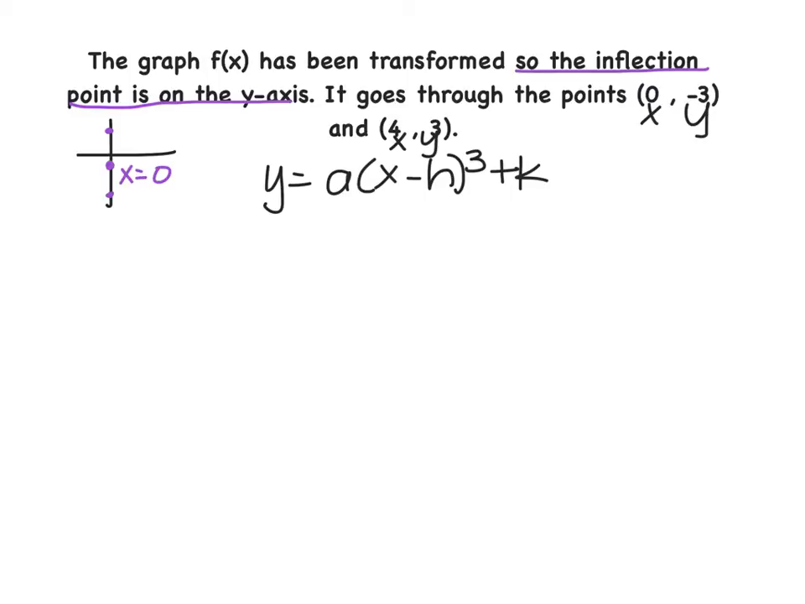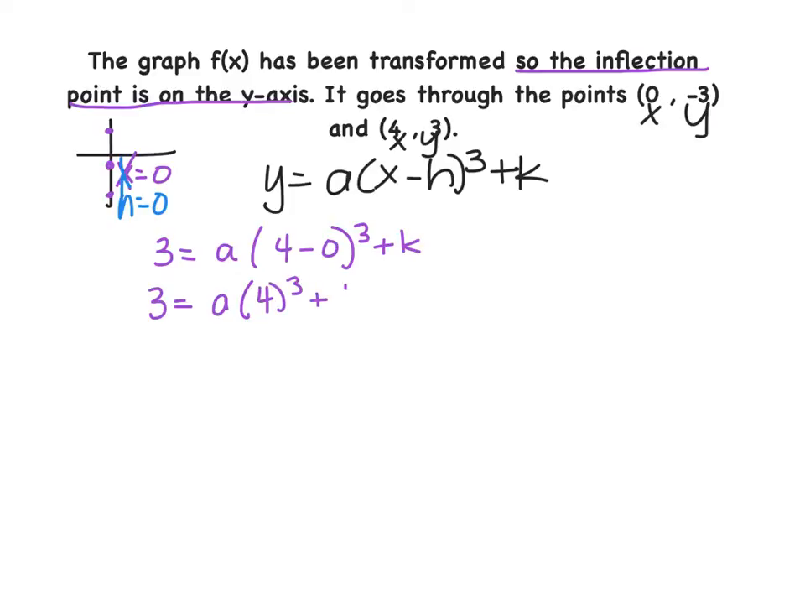And if the inflection point is on there, I know that means that h is 0. So I know my h is 0. So I'm now going to plug in the first point, and I'm going to get y equals a times (x minus h) cubed plus k. I'm going to get 3 equals a times 4 cubed. That's going to give me 3 equals 64a plus k.